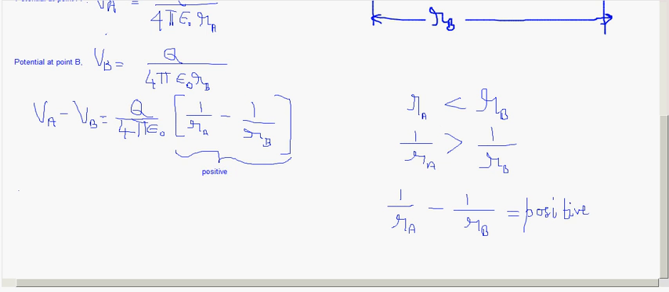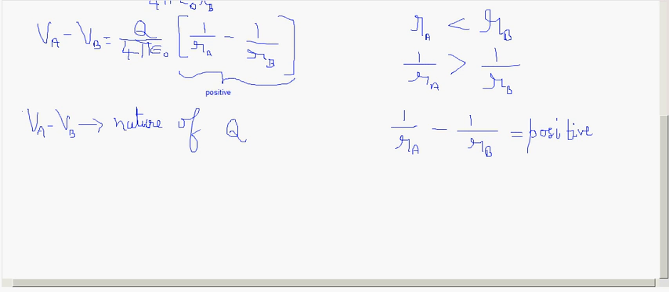Therefore, the sign of VA minus VB now depends on the nature of charge Q. VA minus VB is positive when Q is greater than 0, and VA minus VB is negative when Q is less than 0.